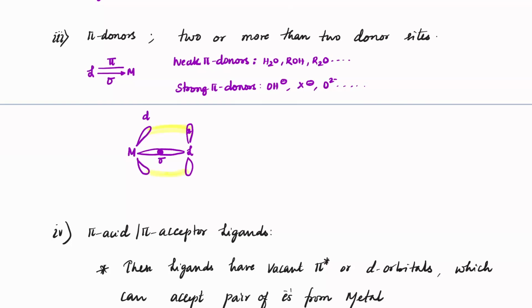You know that typically a d orbital means you'll have four lobes like this. So this is one d orbital. Such a type of d orbital, if it is making a pi bond, this is how the connection takes place.